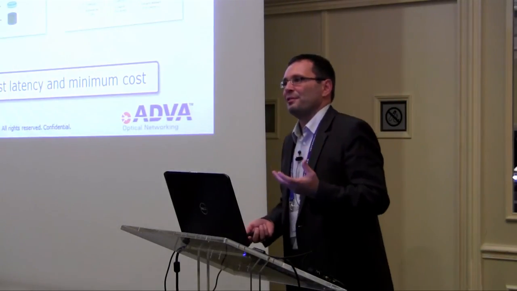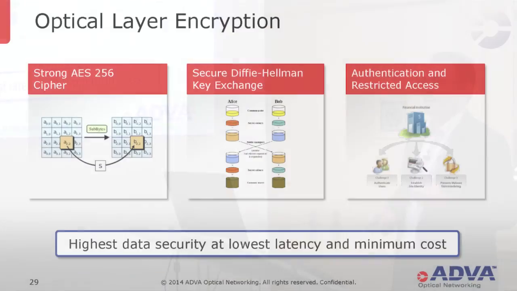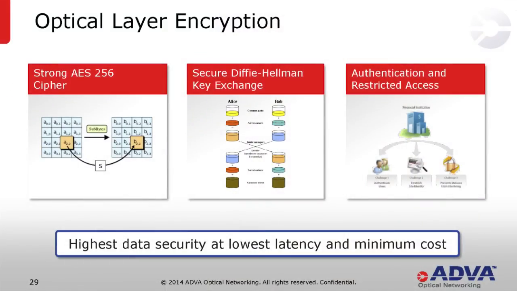So the first one is a cipher, which is basically encoding the data. So what we do here is AES 256. So that's the strongest you can do today. And it takes a long time to decipher it.